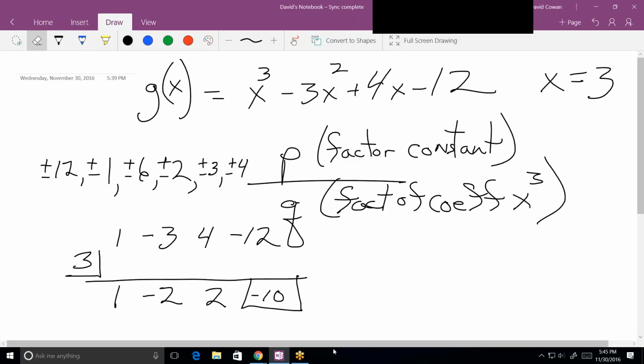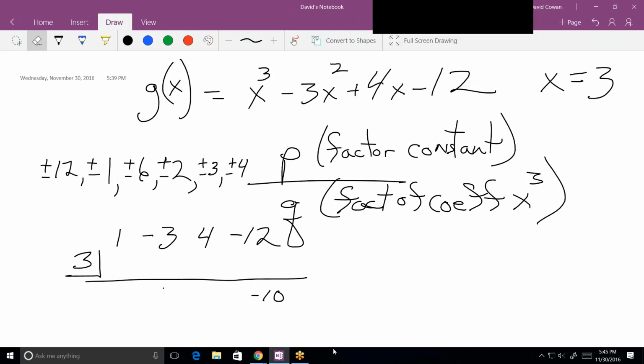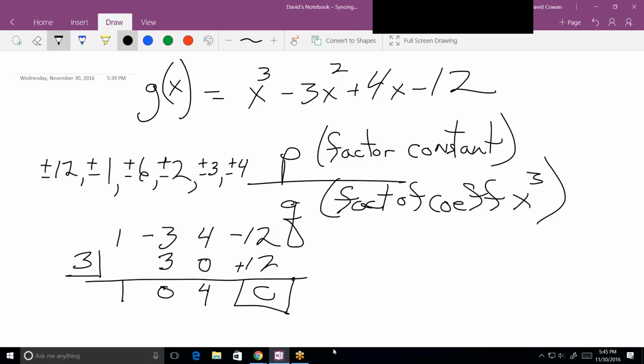You're never going to have more than one of these on a test because they're like 20-minute problems. They truly are, because it's such a trial and error process. Well, if I bring down the 1 here, 3, 0, 0, 4, plus 12, bingo. If that remainder is a 0, then we found a 0.